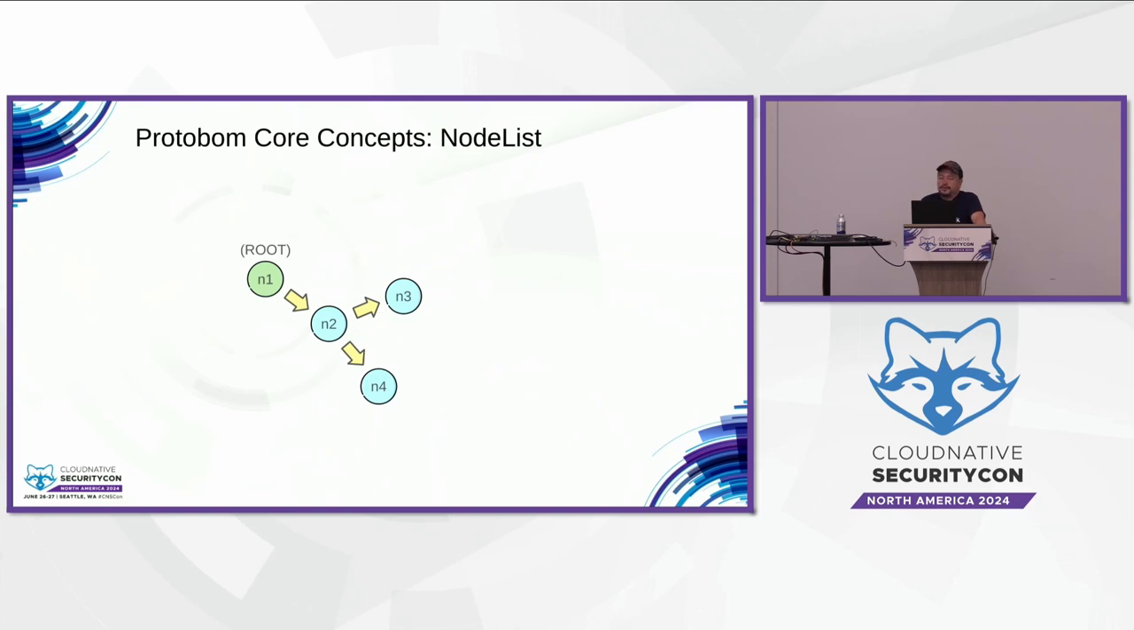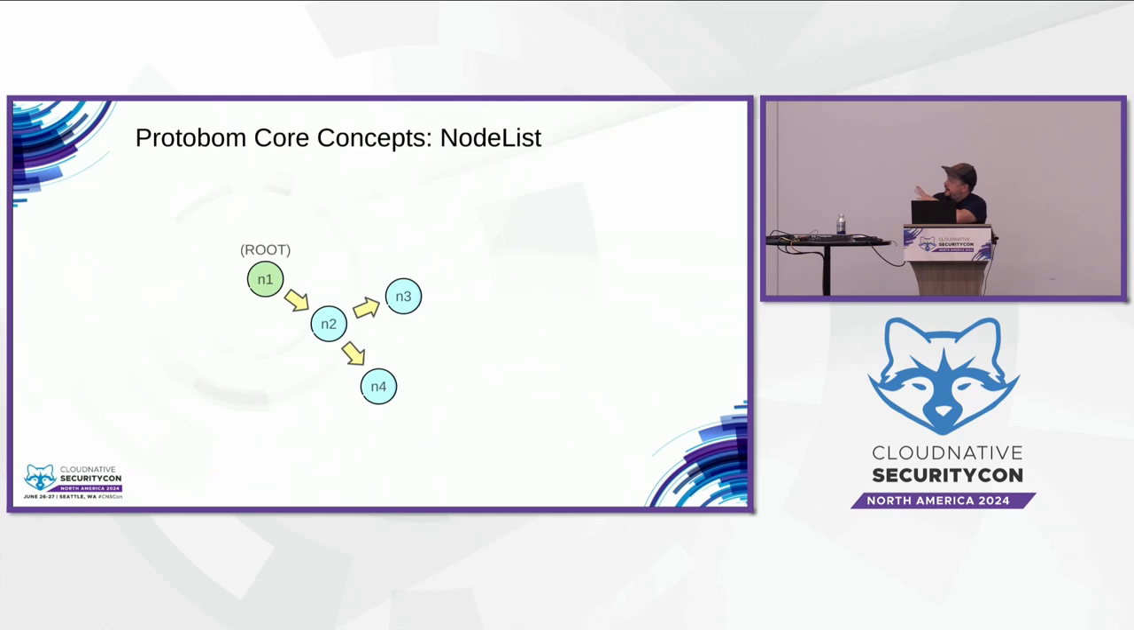Then the next concept to understand about Protobom is the node list. If you think about this part of the graph, that could be an SBOM almost, but it could also be a part of the graph, like a subsection. And in Protobom, we have this notion called a node list that captures a graph, its relationships, and also the starting nodes. So it's intended to be a fragment of an SBOM, and by fragment, it can be a part of it, but also the whole graph of an SBOM. And it's intended to be portable so that you can do operations with it. We're going to see a little bit how that works.